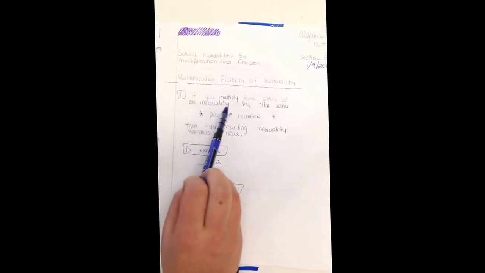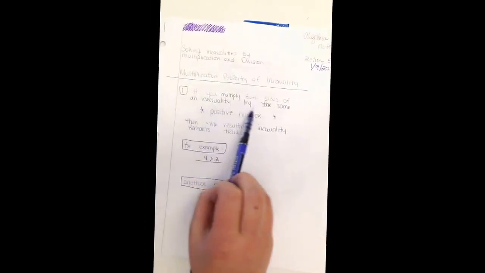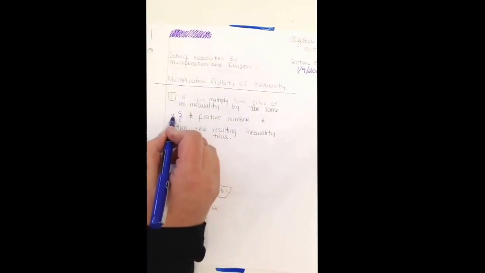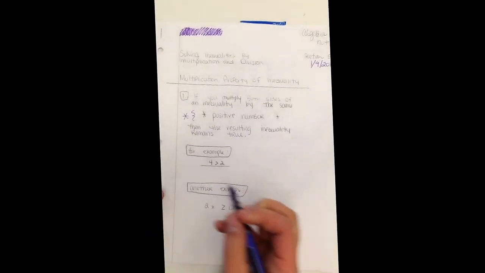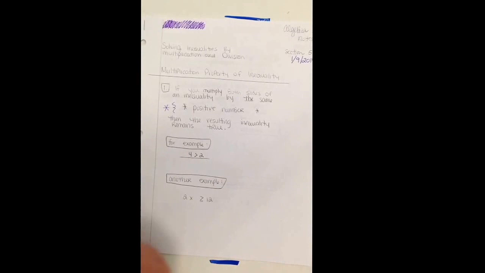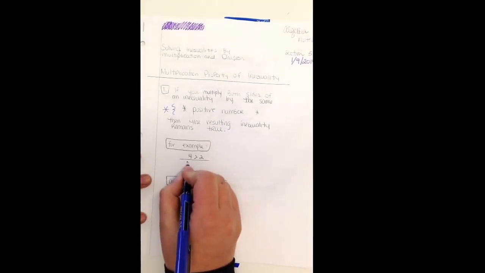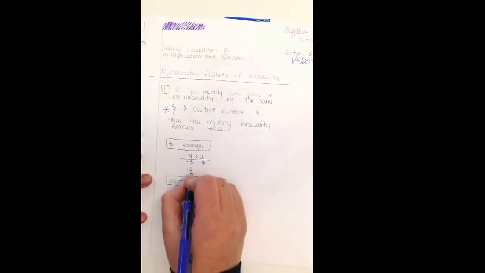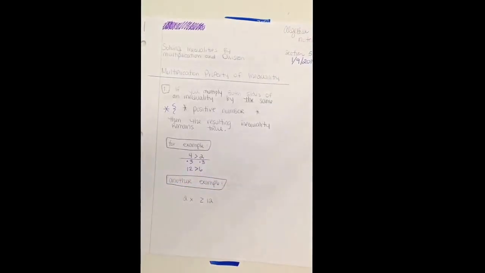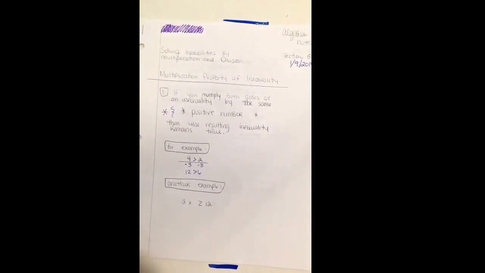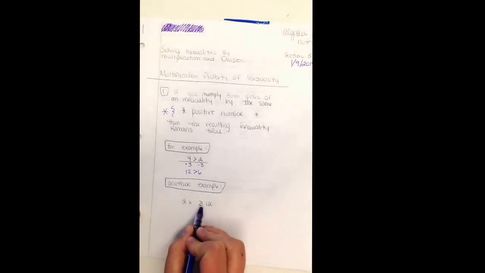And it says if you multiply both sides of an inequality by the same positive number, this is really important, it stays true. So if I have 4 is greater than 2, that's a true statement, and I'm going to multiply each side by positive 3. I get 12 is greater than 6. Still true.